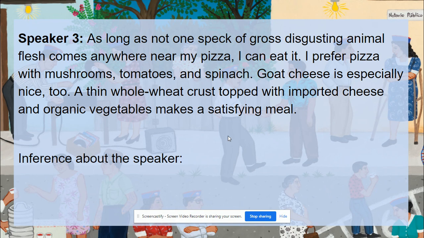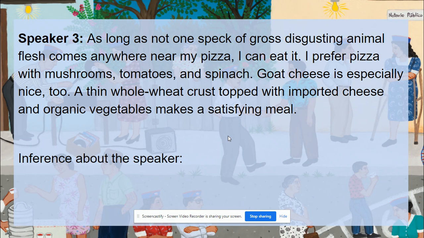As long as not one speck of gross, disgusting animal flesh comes anywhere near my pizza, I can eat it. I prefer pizza with mushrooms, tomatoes, and spinach. Goat cheese is especially nice too. A thin whole wheat crust topped with imported cheese and organic vegetables makes a satisfying meal.